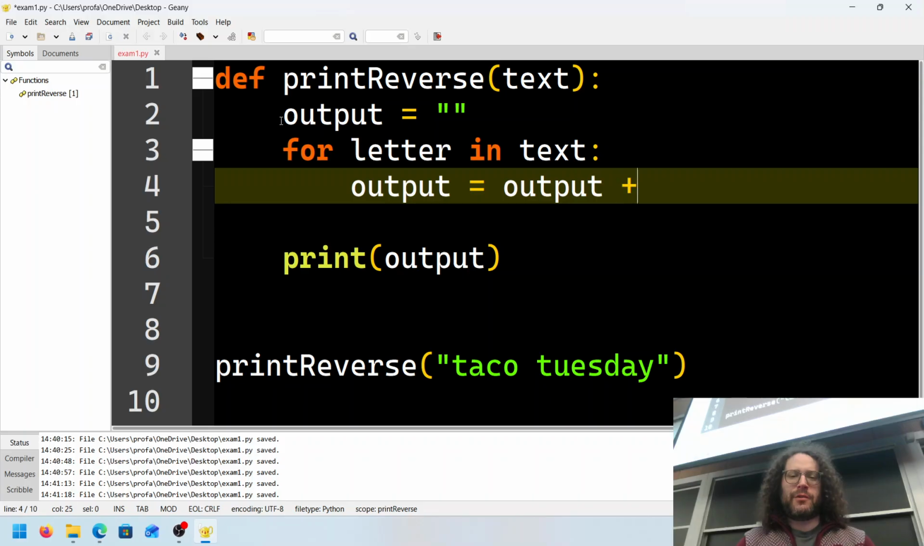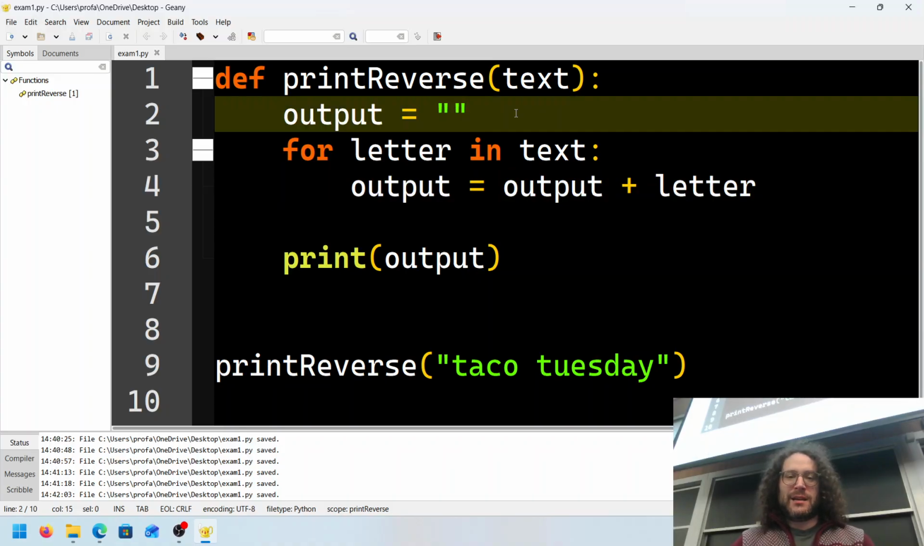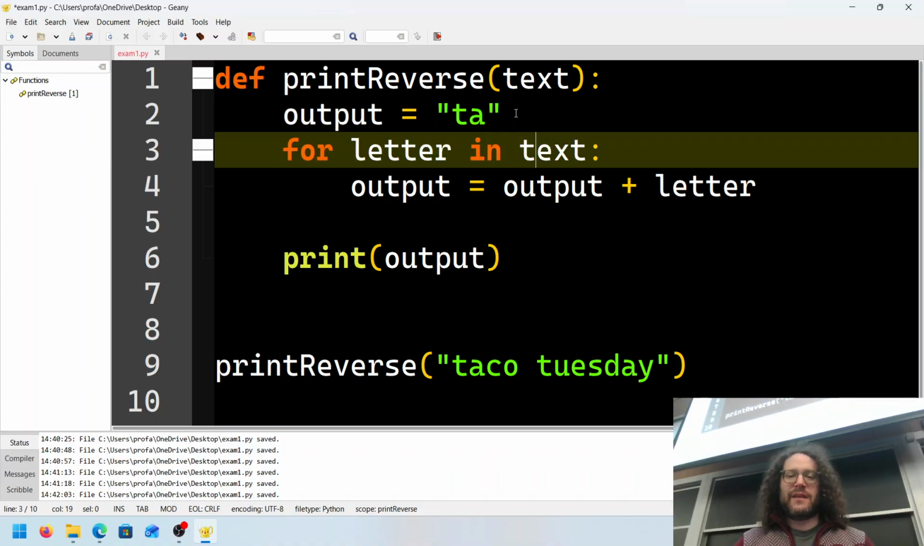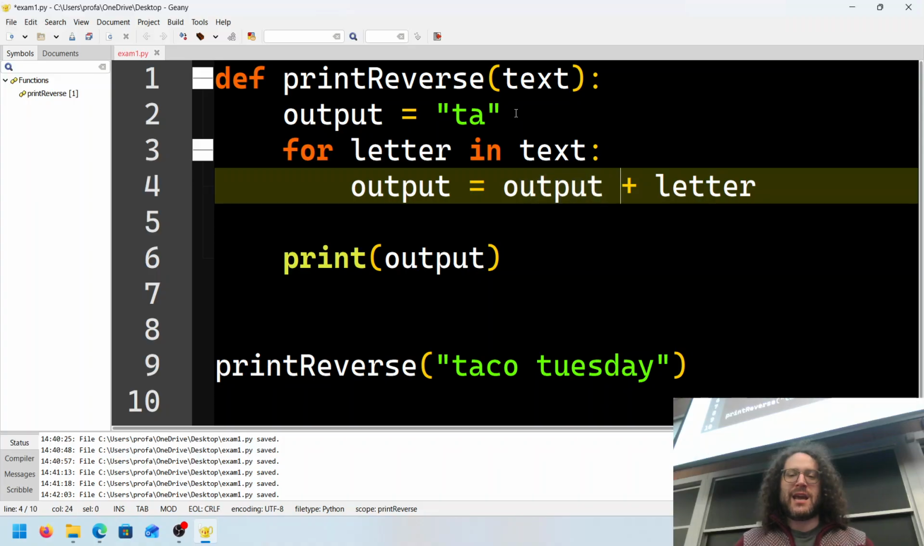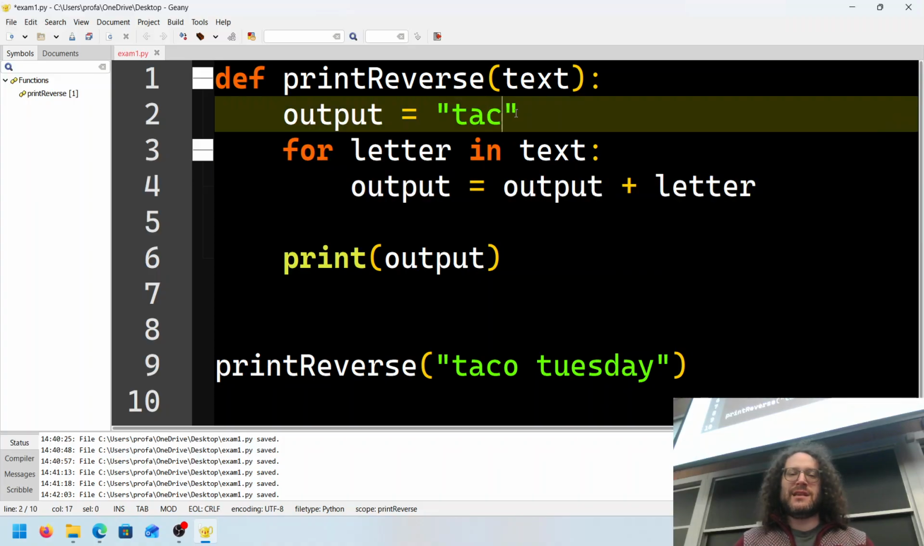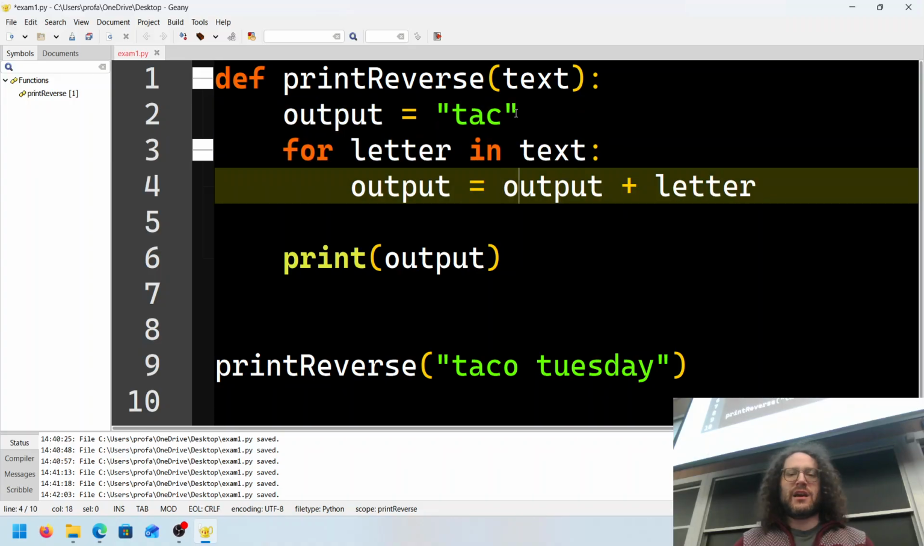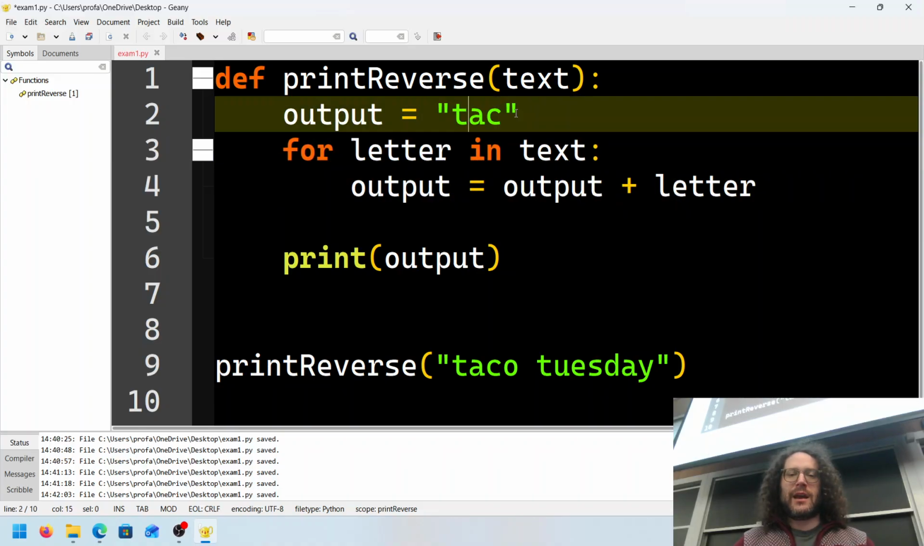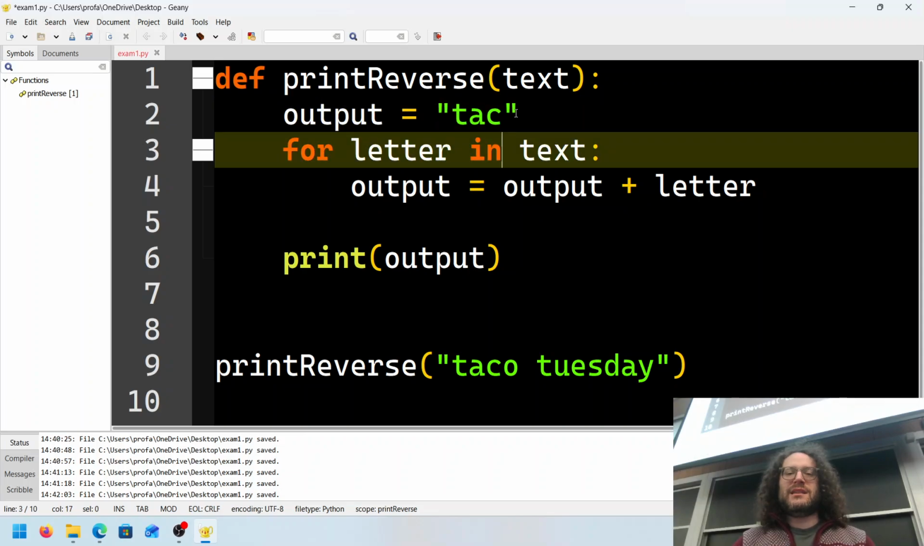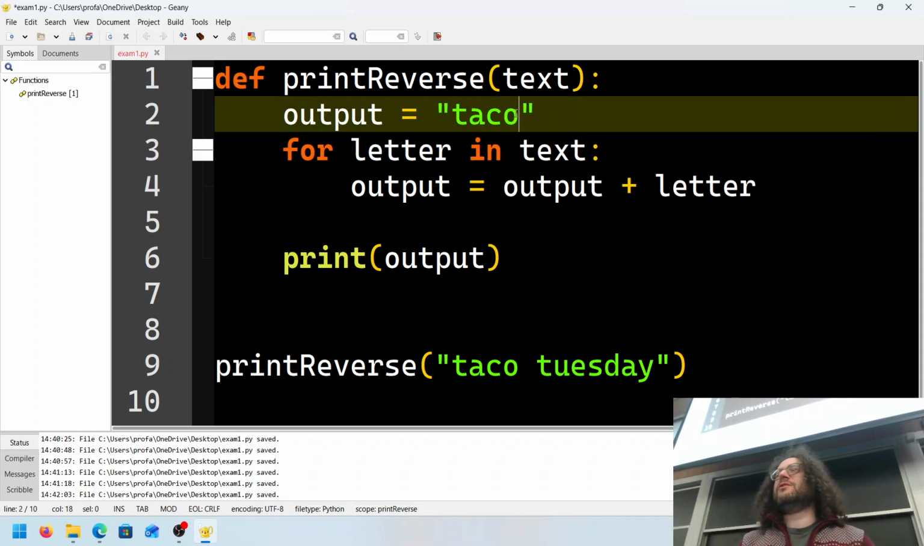Output is equal to output plus letter. But that just gives us the same thing, Taco Tuesday. Now, why? Because it adds in the T, then it adds the A to the end. Then it takes what we currently have, the TA, and it adds the C to the end, then takes the O and adds TAC to O. And so it just keeps adding it to the end, which gets us the same result.